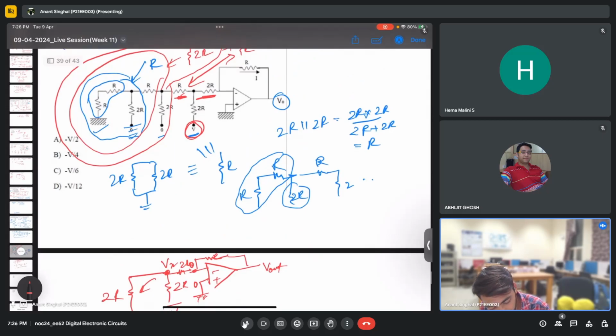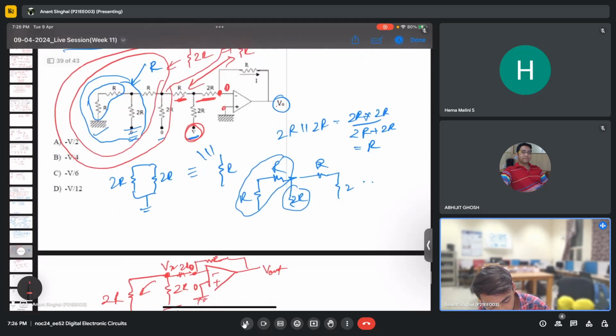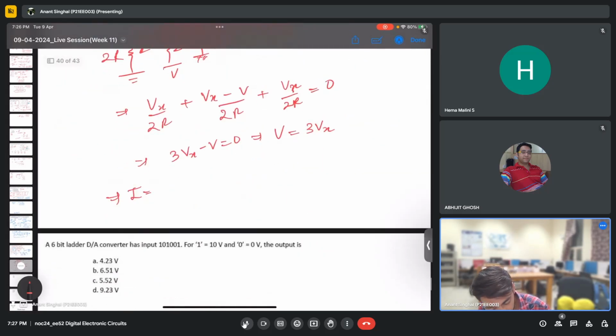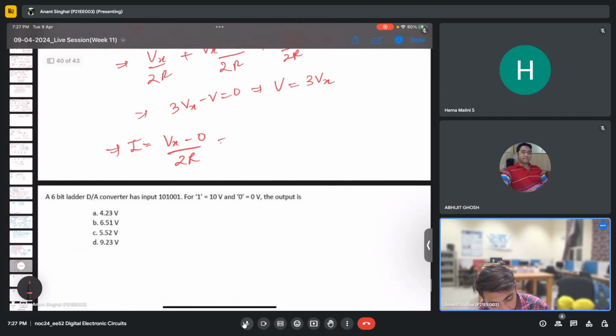Now, since this node is virtually grounded, we can easily write V out in terms of this also. So what I'll do is the current going through this, let's say it is I, it is nothing but Vx minus 0 by 2R, which is this node only. This is Vx, and the current is Vx minus 0 by 2R. So this is what I have again written. So this will be Vx by 2R.